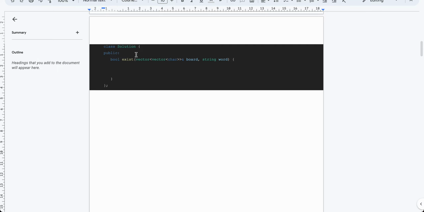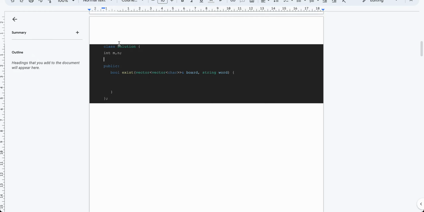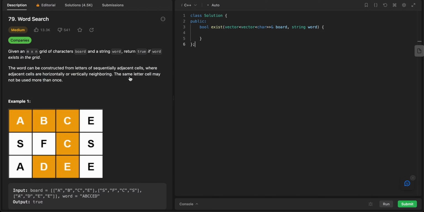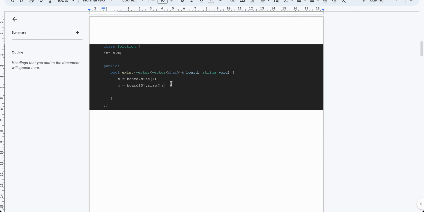The class Solution exists. Find if in this board this word exists or not. So int m for rows, n for columns. We can say in this board how many rows there are, board of 0 dot size. Does the board always have some size? Yeah, at least one. So fine, we can write it.